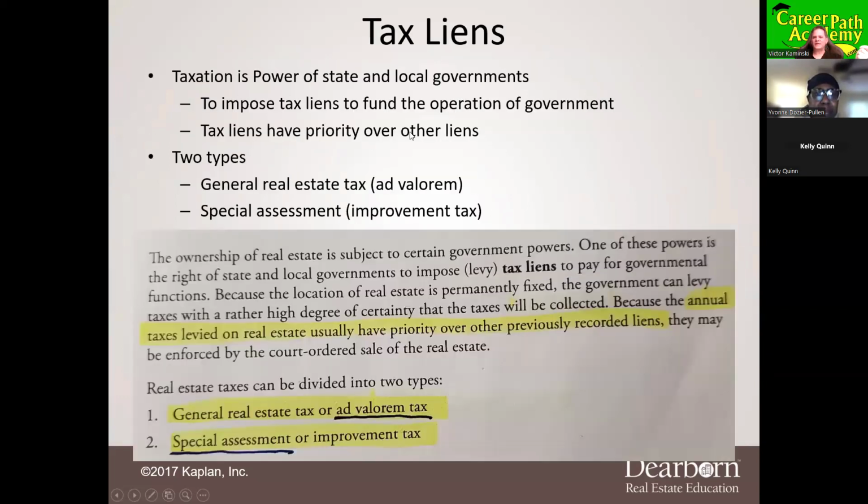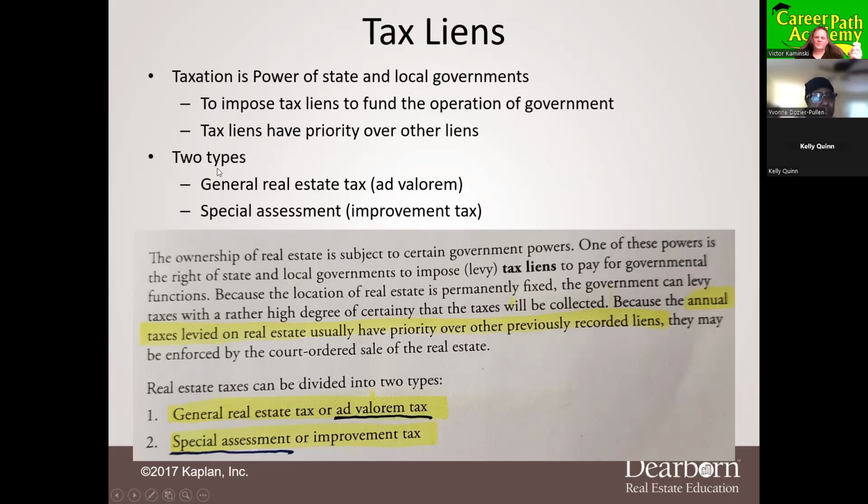So, taxation, what is that? It is the power of the government to basically bill us to fund their operation. So, taxation is the power of the government to impose tax liens to fund the operation of government. And tax liens have priority over all other liens. Two things certain in life: death and taxes. We're all going to die, and we all got to pay our taxes while we're alive, and hell, even after you die. And if you live in a lucky state like New Jersey, they even have a nice death tax waiting for you too to tax your estate.